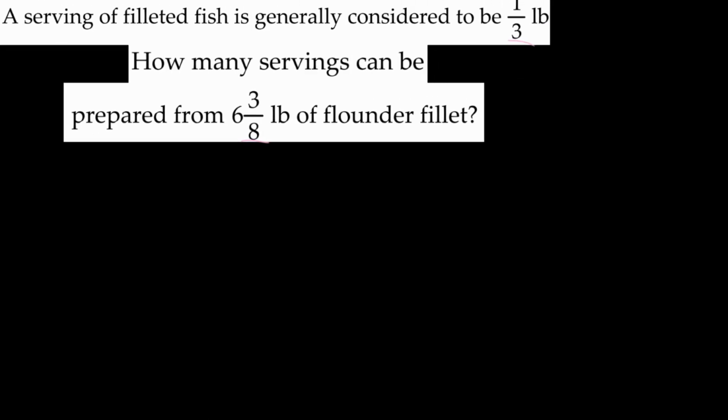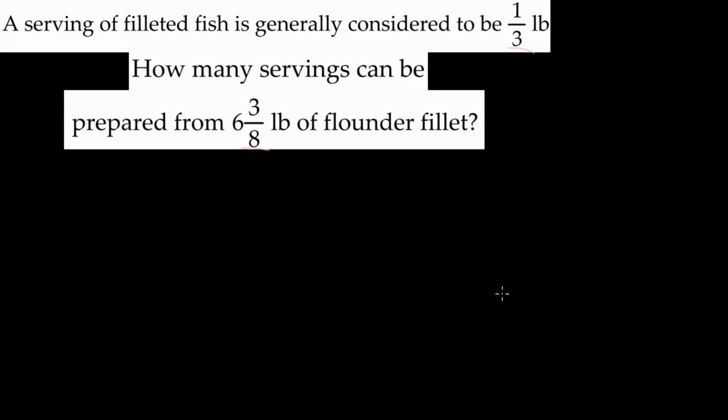Now, it may or may not be clear that we need to use division here. And if the fractions are a little bit confusing, let's look at a simpler example. Let's say that a serving is 1 pound and that our given is 7 pounds. And we could ask how many total servings could be prepared from this 7-pound flounder fillet.